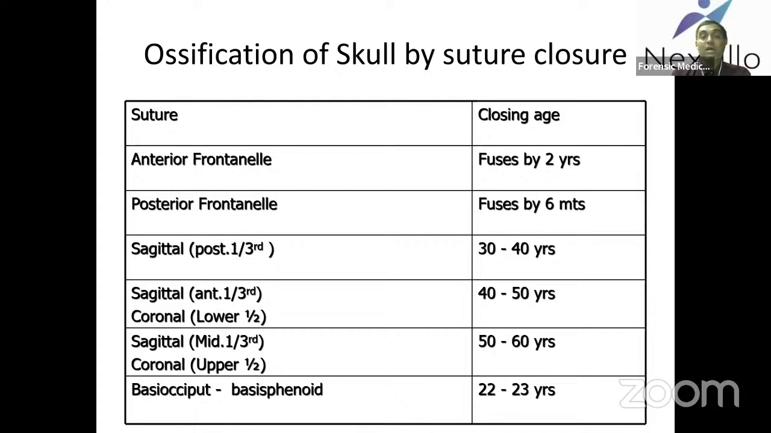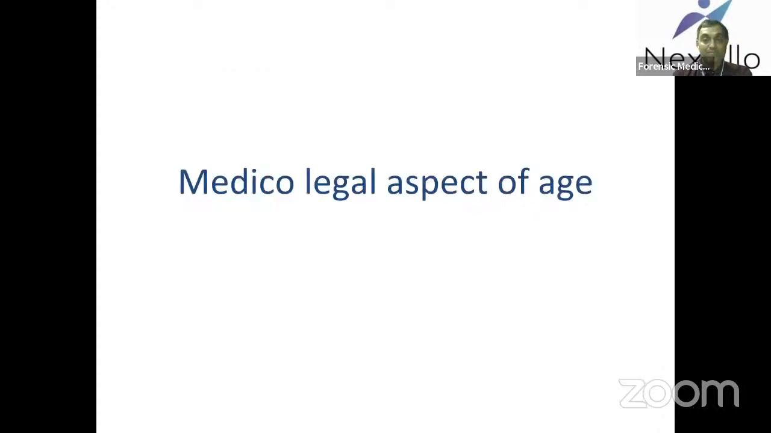The coronal lower half is around 40 to 50 years, and the coronal upper half is around 50 to 60 years of closing age. That's why this skull diagram is very important for old age people.